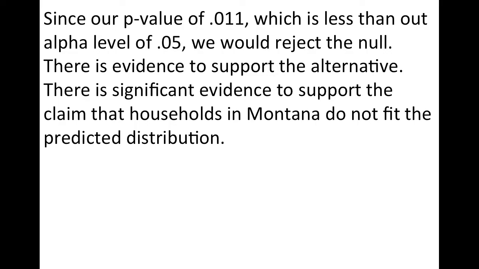Now again, we are not going to say which category is causing Montana not to fit the predicted distribution. We will get more into that. We do know at least one is not fitting it, but when we get into the residuals, we'll do more calculations later. So hopefully this example helped you with the steps of what you need to do to calculate and run a hypothesis test for the chi-square distribution, the goodness of fit test.